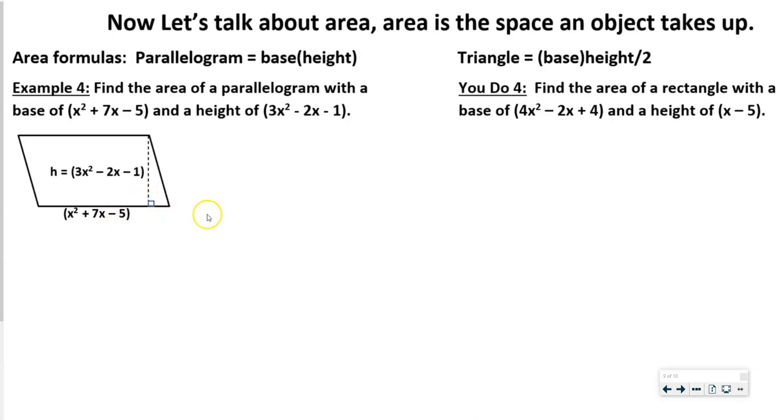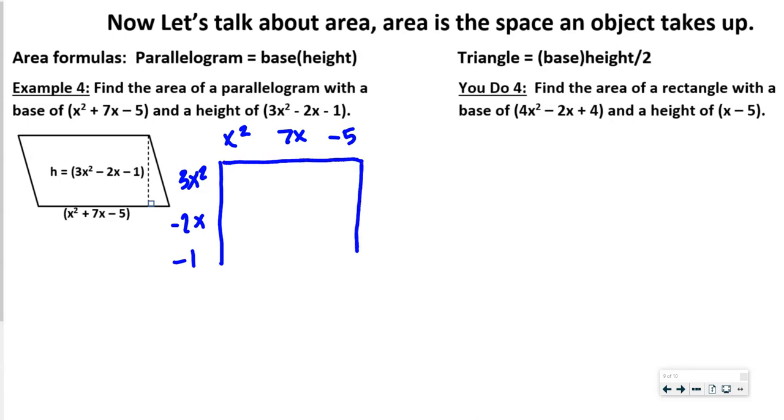Anyway, so what we're going to do here when we do this problem is we are going to use the box method. So I'm going to write them both in descending order. So I'm going to do x squared here, 7x, and minus 5. And then on the side, I'm going to do 3x squared, minus 2x, and minus 1. Okay, so I'm going to create myself a box here. And I always write these in descending order when I do this, even if they didn't give them to me in descending order, because what that does for me is when I compute this, in the diagonals I will be able to see like terms, okay?